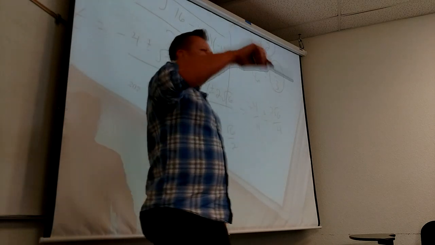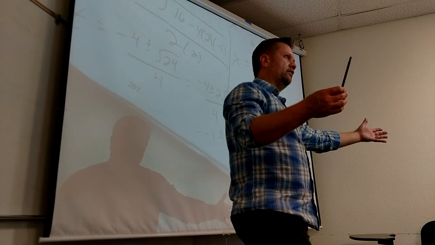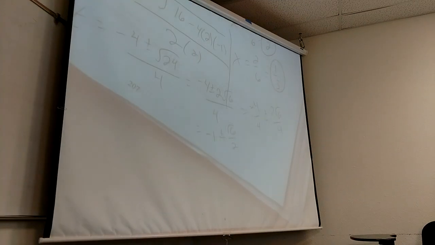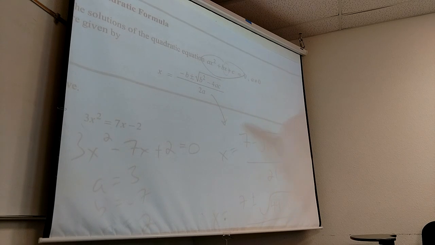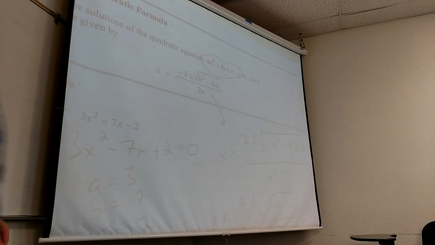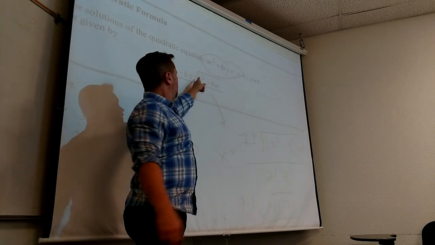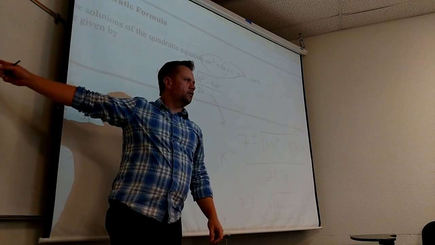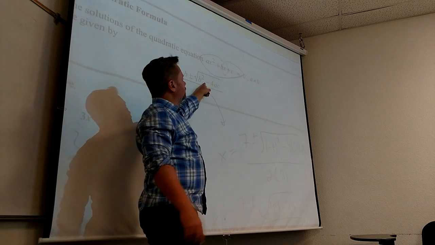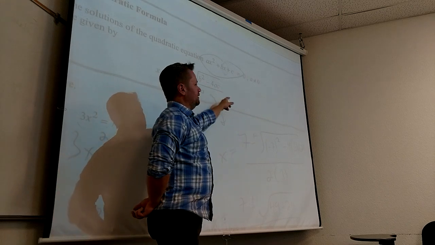Where do complex things come from? Why would I have an imaginary part somewhere? When there's a negative inside the radical, right? So what part of this formula tells me I'm going to have imaginary stuff? What's inside of a radical? B squared minus 4ac. So if b squared minus 4ac is negative, my answers will be complex. If b squared minus 4ac is positive, my answers will be real. What if b squared minus 4ac is 0?